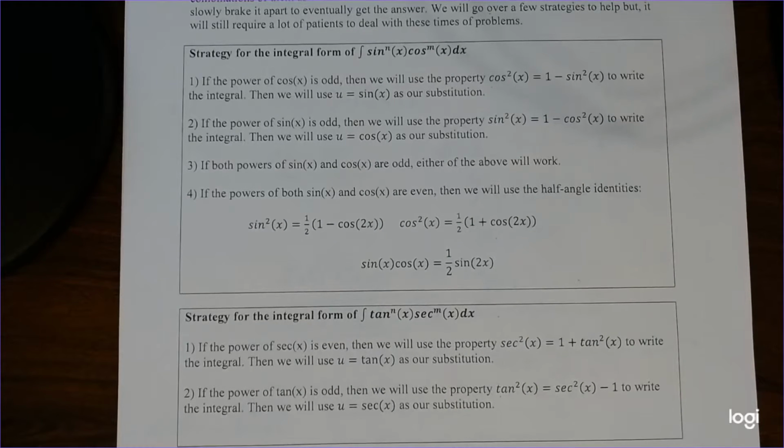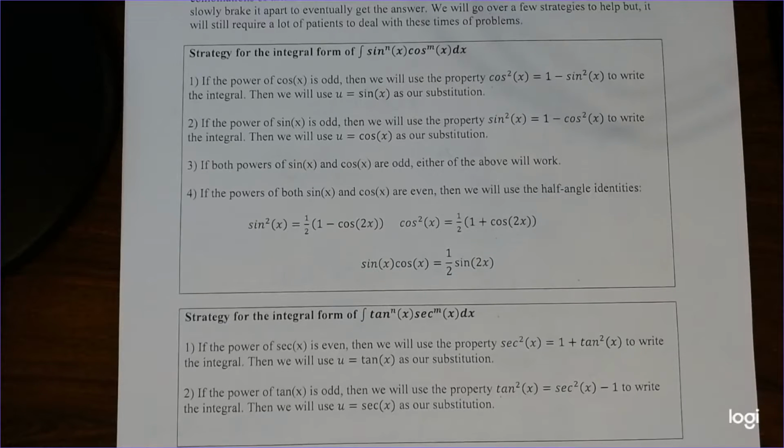The second one is if the power of sine is odd, so if it's just the opposite, right? Then we'll use the property of sine squared equals 1 minus cosine squared, which again is Pythagoras identity, and write the integral. And then we're going to substitute u equals cosine for our substitution rule. Okay. So again, we're going to look at the powers, see if one's odd, one's even, and stuff like that. Okay. So the next one is if both powers of sine and cosine are actually odd. Okay, so like 5 and 5, 3 and 3, so forth, right? Then either of the ones above will work, okay, which is a good thing. So we just pick and choose one or the other.